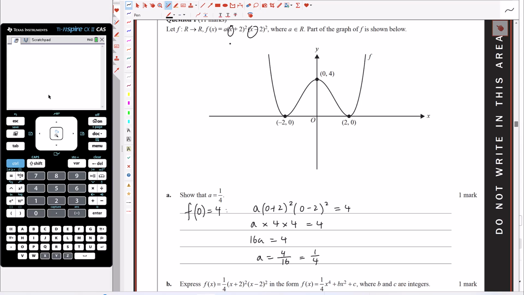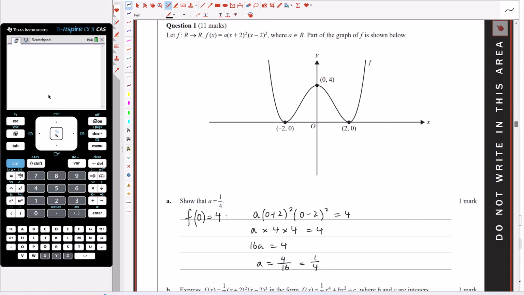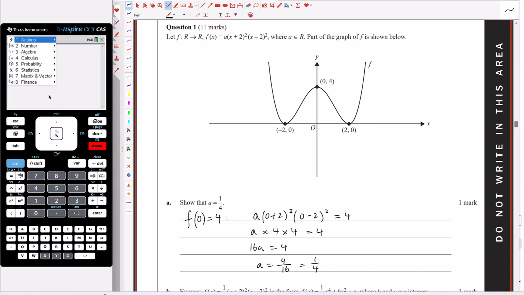So everywhere there's an x up here, I've replaced it with a 0. I've started with that. That is just subbing 0 into the function, making it equal to 4. And then one step at a time, I gradually work down to end up at a is equal to a quarter. Okay, so now that we know a is a quarter, let's maybe define that function. I'm sure we're going to need it.